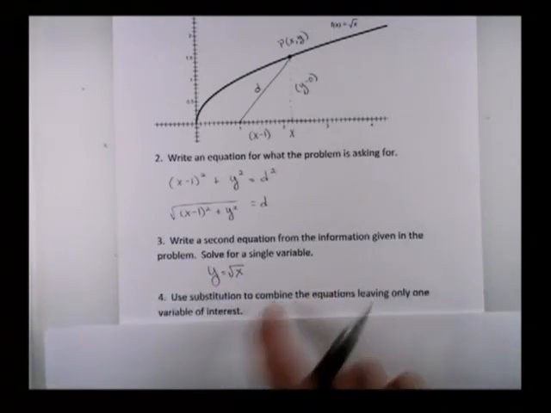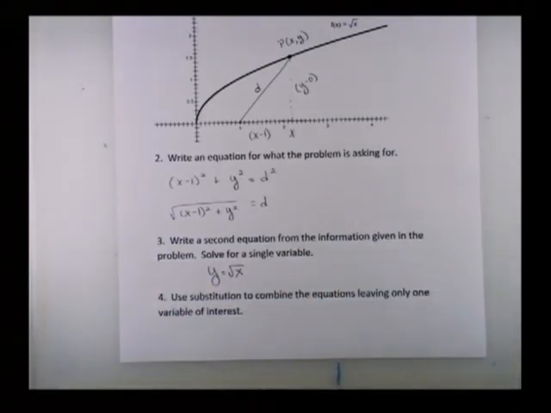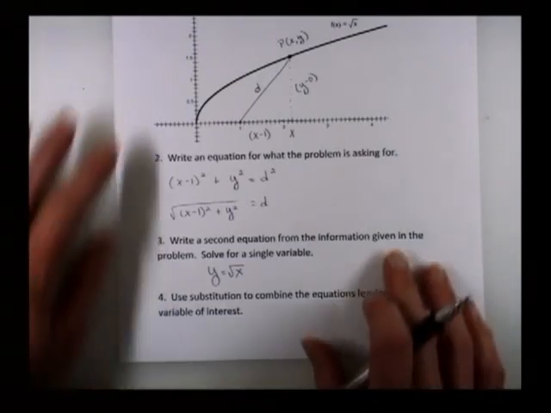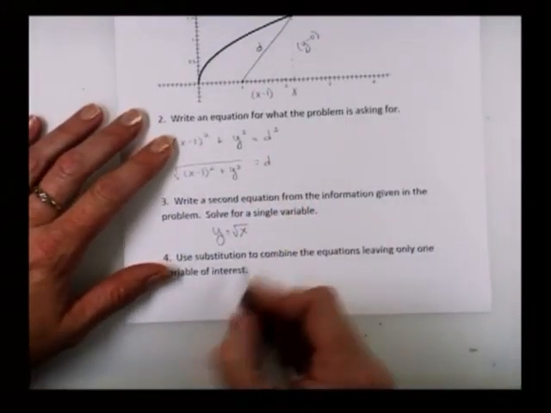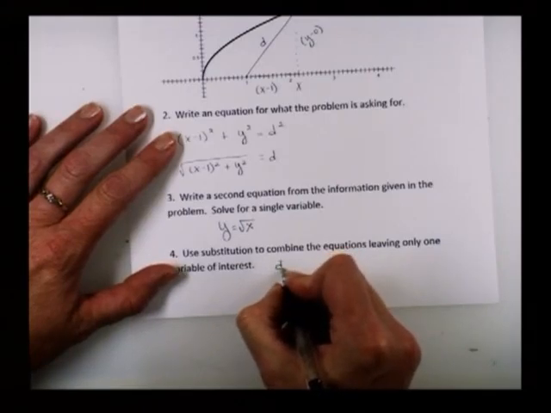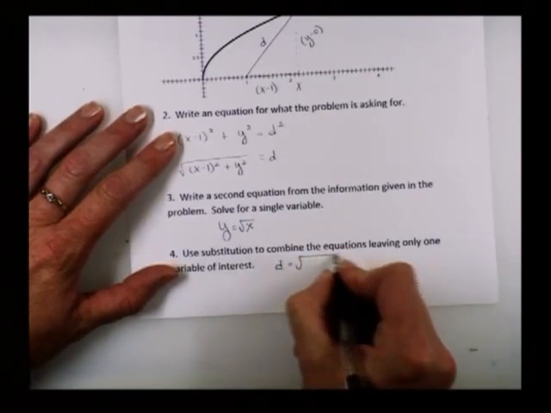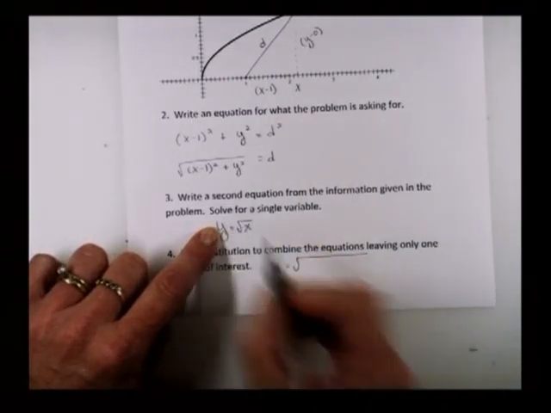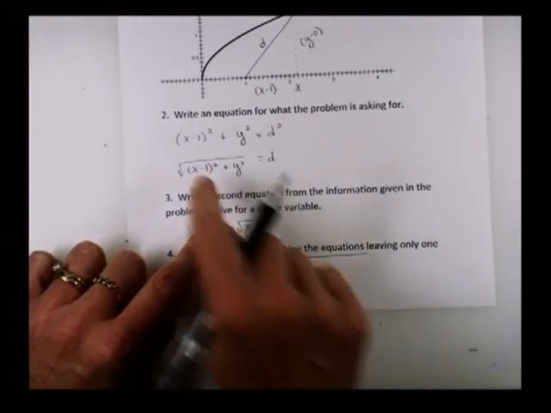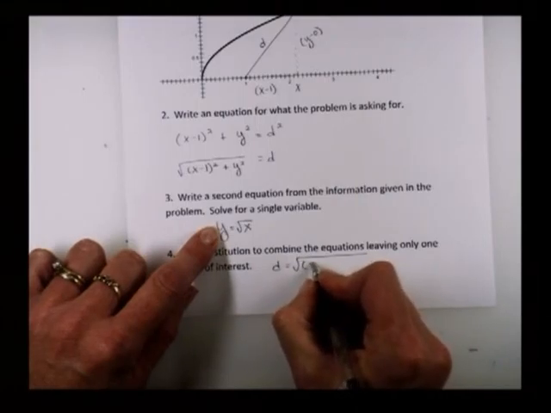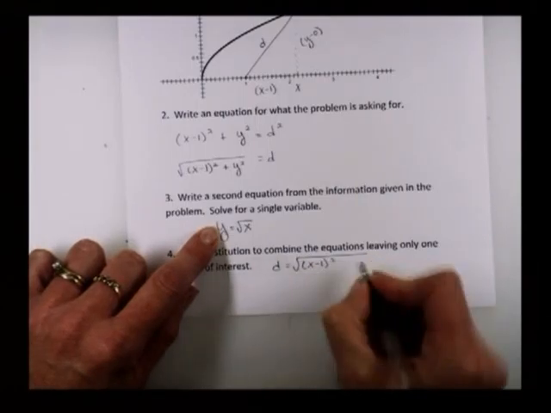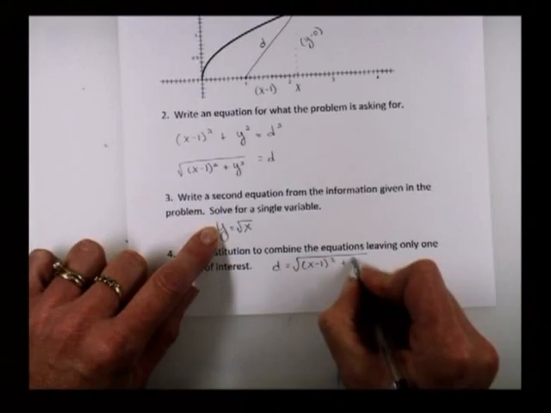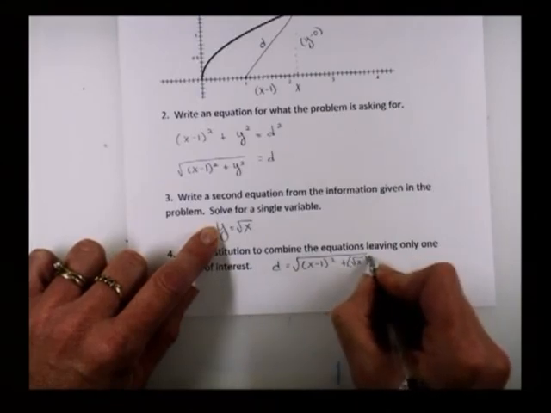And so the last step is I just need to combine the two equations to get one. So we're going to take our function d. All right, I'm substituting in, since I solved for y here, I'm going to substitute in for y. So (x minus 1) squared plus the square root of x, squared.